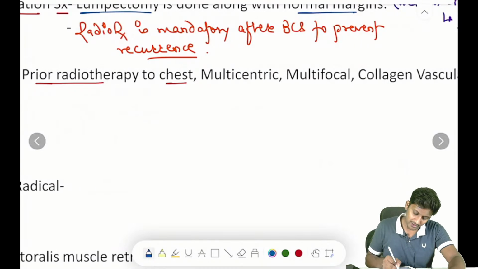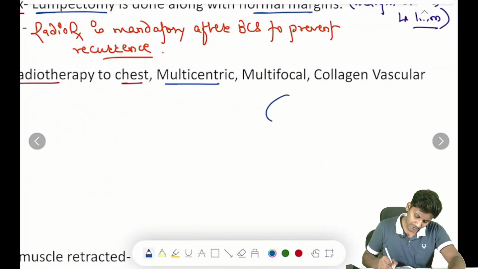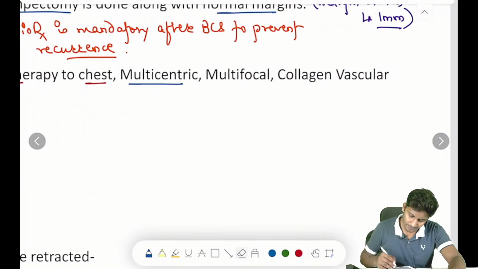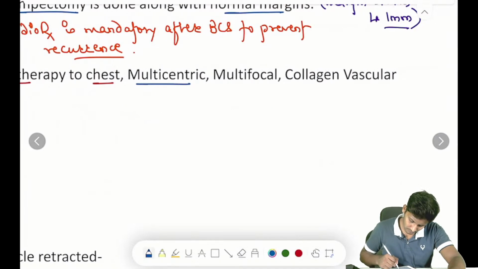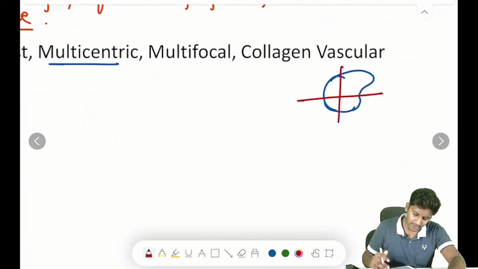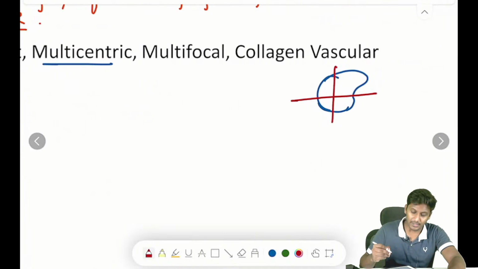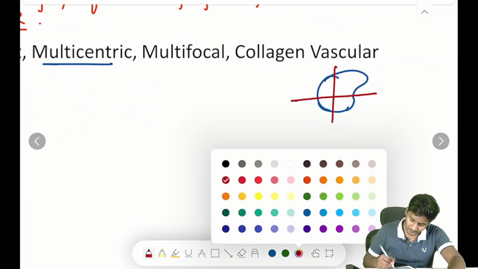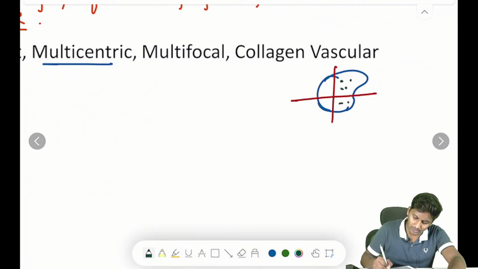Next important is, if it is a multicentric breast cancer. What do I mean by multicentric breast cancer? For example, this is your breast tissue and it is divided into 4 quadrants, right? And if I talk about multicentric breast cancer, that means it is actually involving multiple quadrants. It is actually involving multiple quadrants. This is what is a multicentric breast cancer.